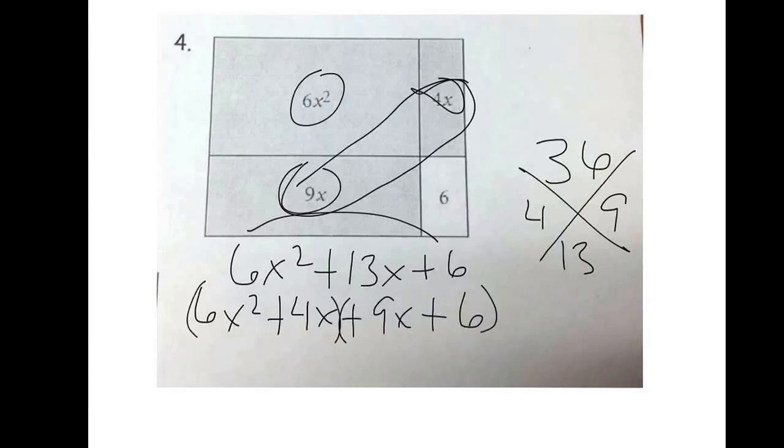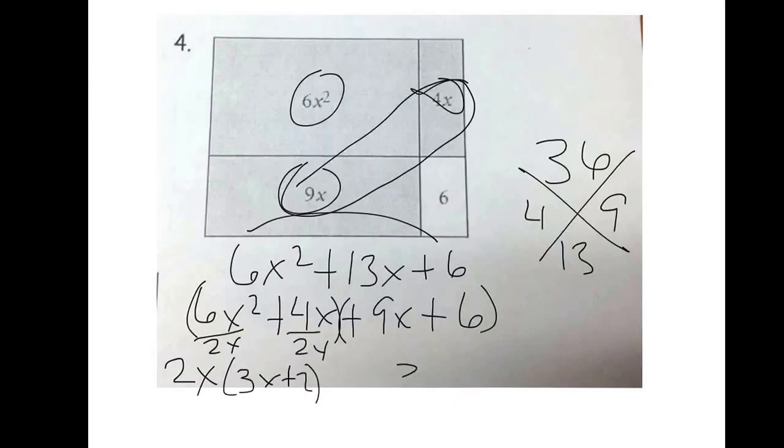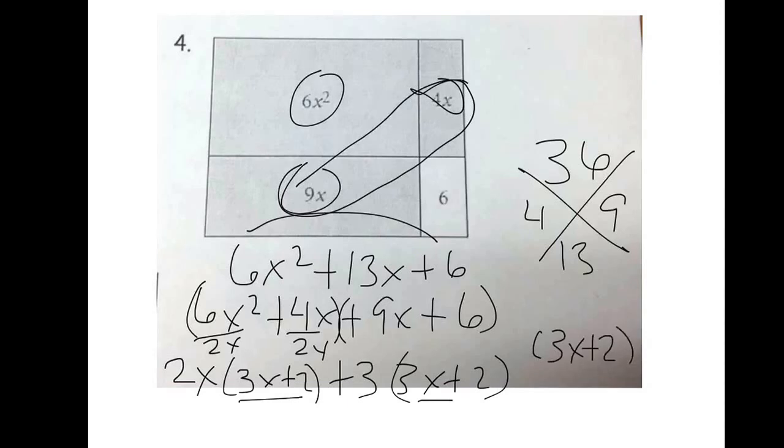So we group. 6x squared and 4x have a 2x in common, so when I divide that out, that becomes 3x plus 2. So I know this is going to be 3x plus 2 also, and the GCF of those is plus 3. So 3x plus 2 is the first part of my answer, and the second part is 2x plus 3.